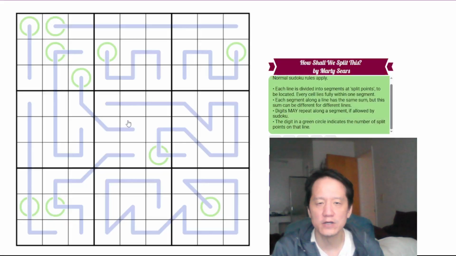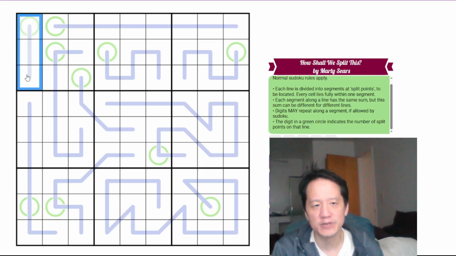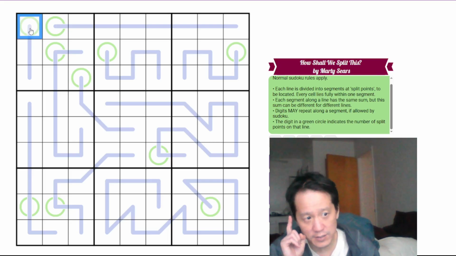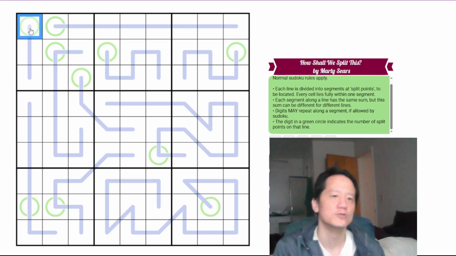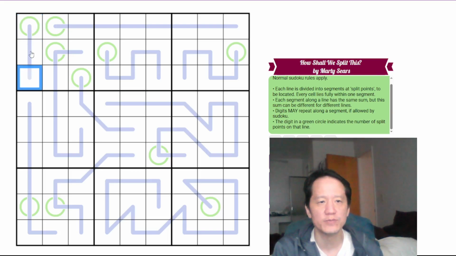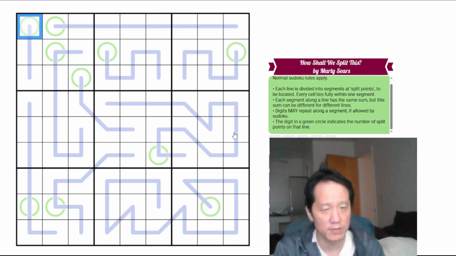Let's go. Okay. Well, this is a segment line equals sum line. And it cannot be 0 for the number of segments, so there has to be at least 1. But there cannot be 2. If there were 2 segments, if there were 2 split points in this equals sum line, then all 3 of these digits would have to be the same. So this must be 1.